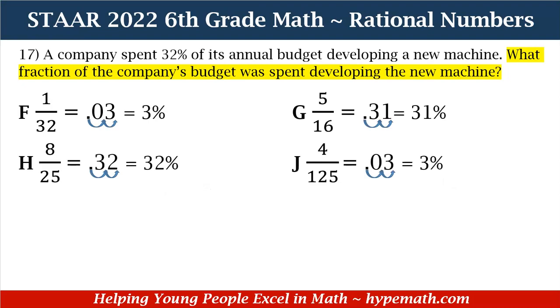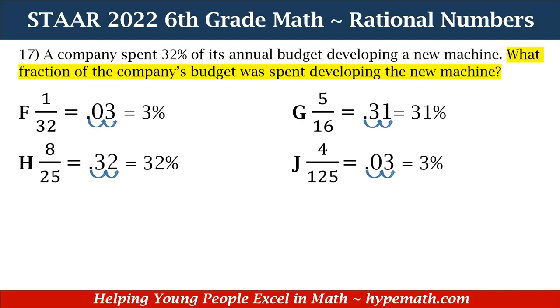So for F, 1 over 32, remember it converted to 0.03. We moved our decimal place 2 places to the right and added our percent sign. That is 3%. For 5 over 16, it converts to 0.31, and we're going to move our decimal 2 places to the right and add on our percent sign. So 5 over 16 is equal to 31%.